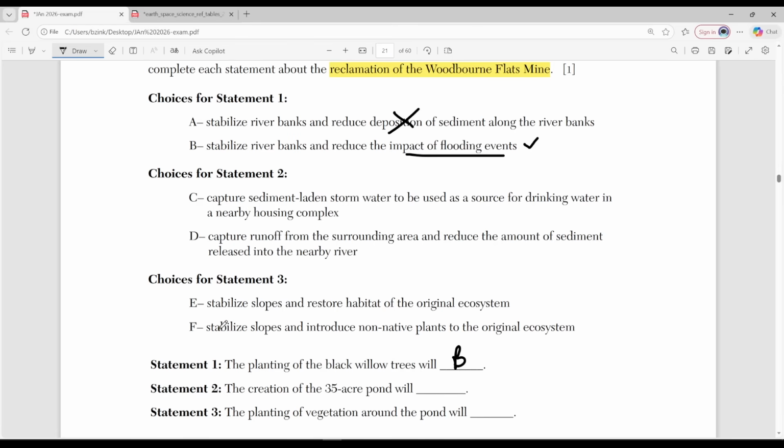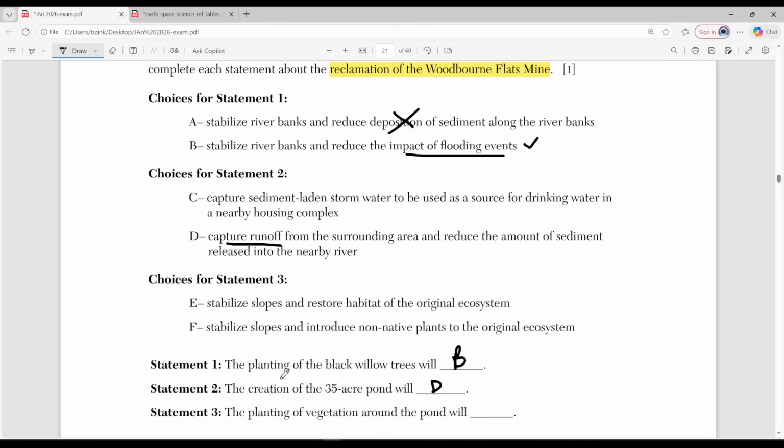Okay. The creation of the pond will capture sediment stormwater to be used as a source for drinking water in a nearby housing complex. That sounds weird. Capture runoff from the area, reduce the amount of sediment released into the nearby river. It's definitely going to capture runoff. So we're going to go D.